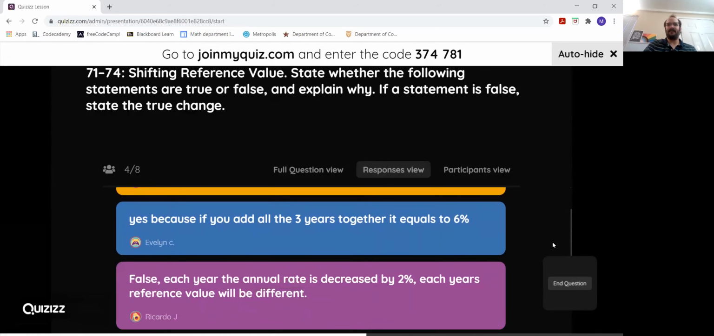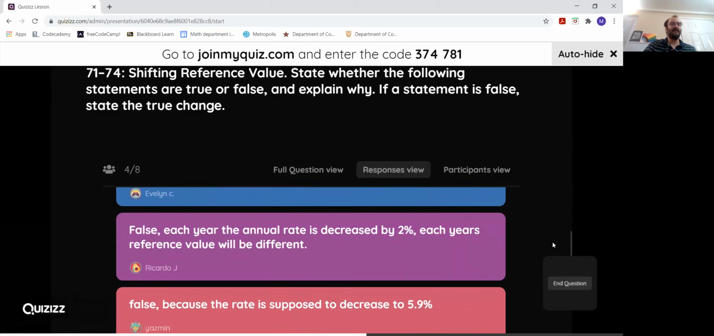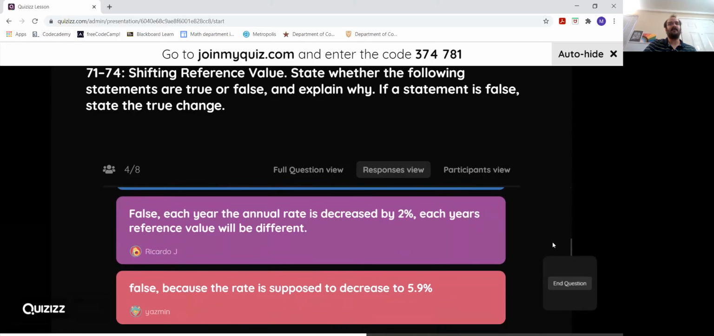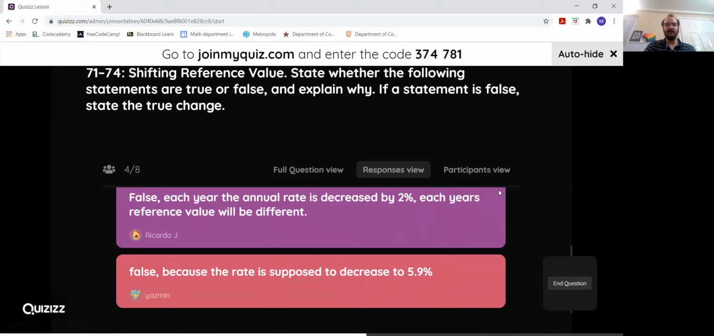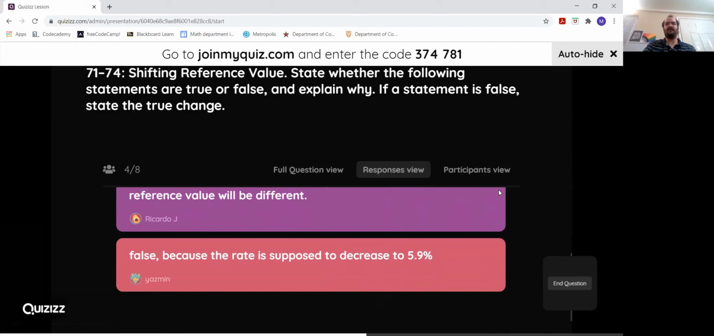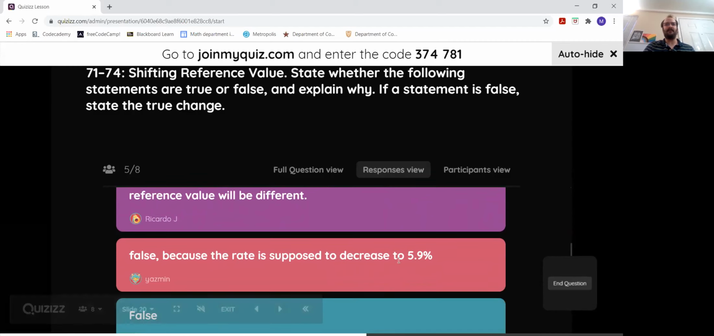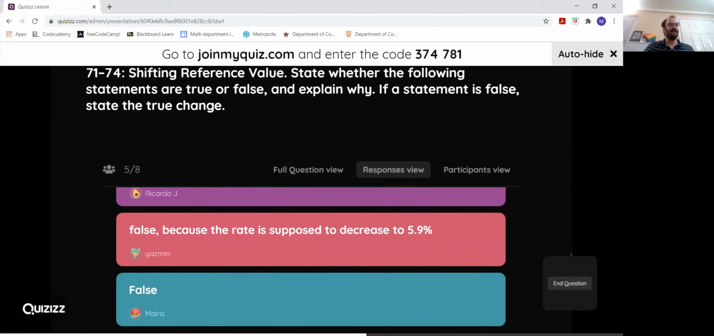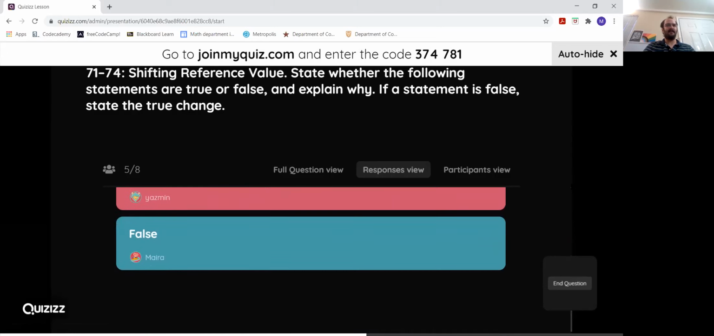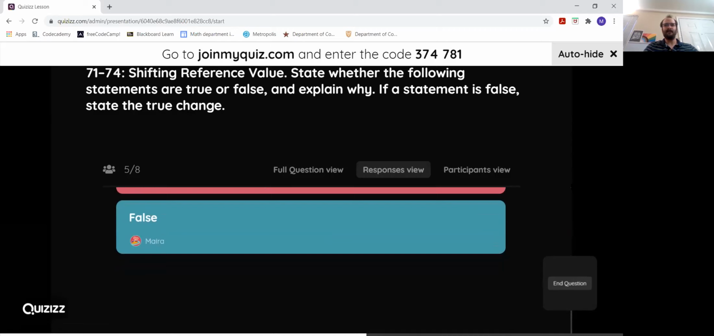Yes, if we add all 3 years together, it equals 6. That's what some people might think. False. Each year, the rate is decreased by 2. Each year's reference value will be different. Because the rate is supposed to decrease to 5.9. I'm not sure why you're saying 5.9. I don't know where that number is exactly coming from. They might be right. I don't know.